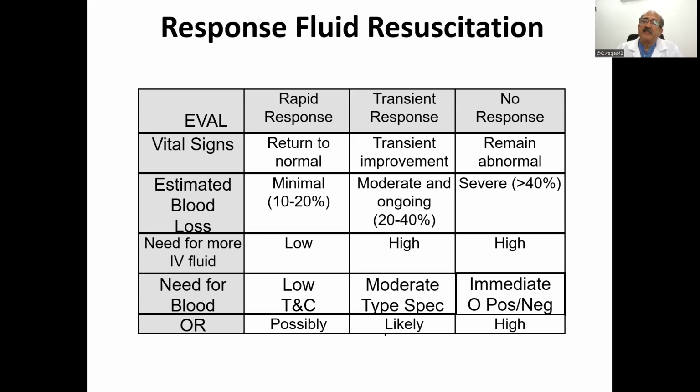But in the last group, you definitely need the operation theater, and vital signs remain abnormal, with severe blood loss of more than 40%, like grade 4 according to ATLS classification. Fluids are required, and you immediately need blood, which is O positive for the males and O negative in the pediatric group and the female of childbearing age.